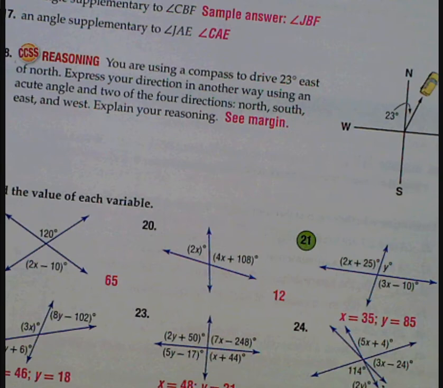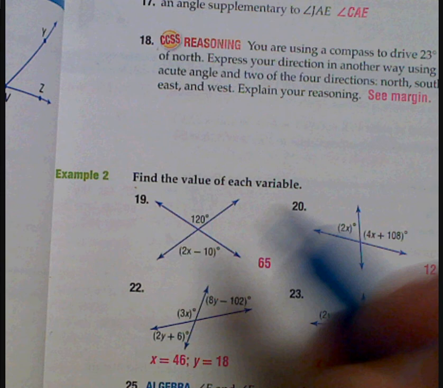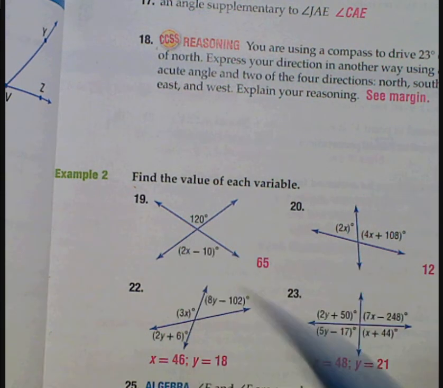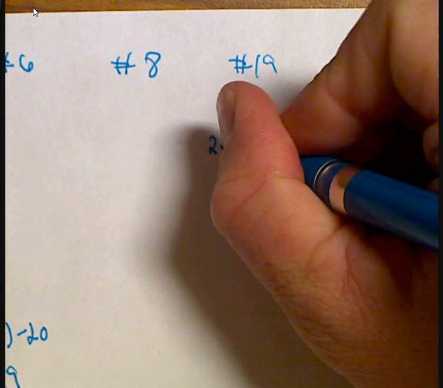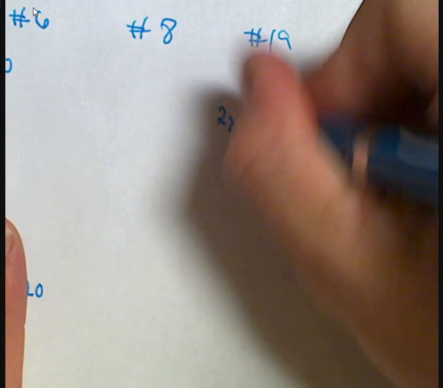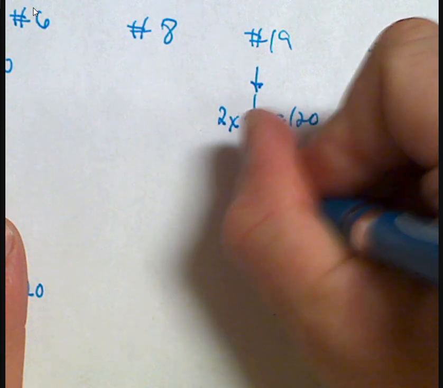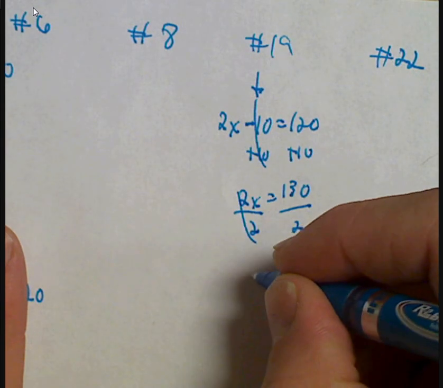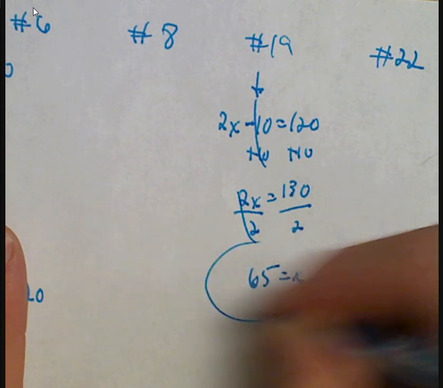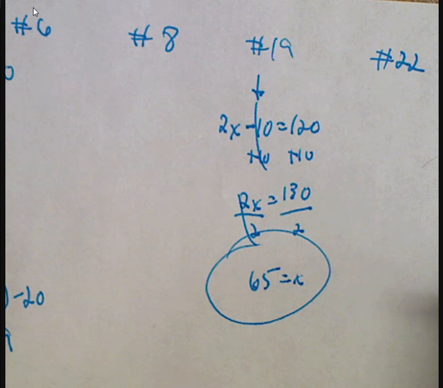Number 19, find the value of the variable. Vertical angles are always equal or congruent to each other, so I could set those equal to each other. So number 19, this would be 2x minus 10 equals 120. So I could add 10 to both sides. So 2x equals 130. Divide by 2. That would be 65. So that is it for number 19.